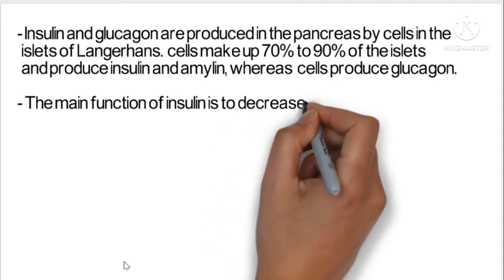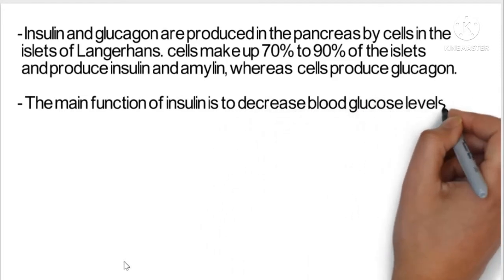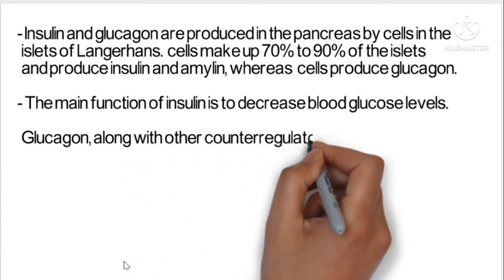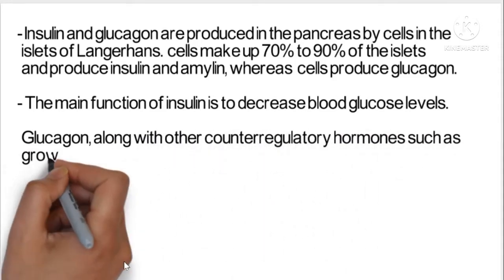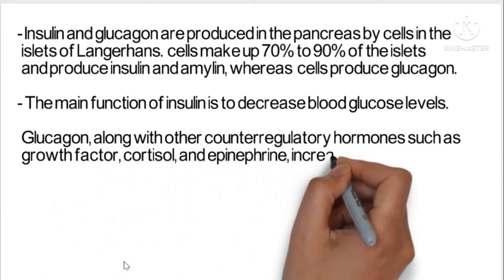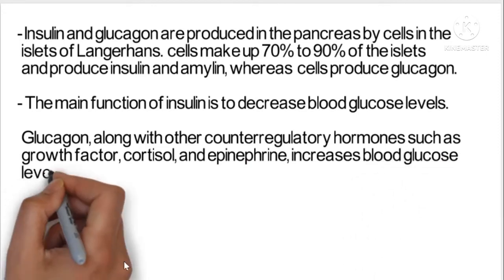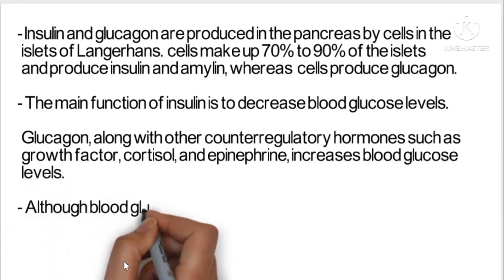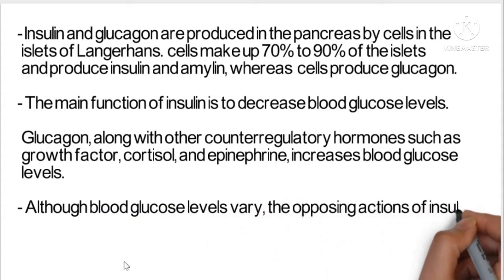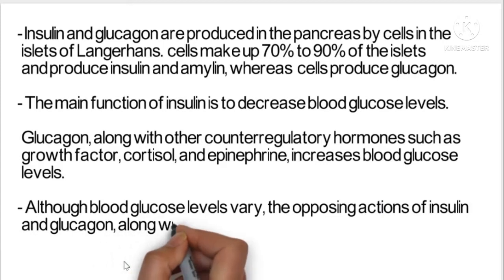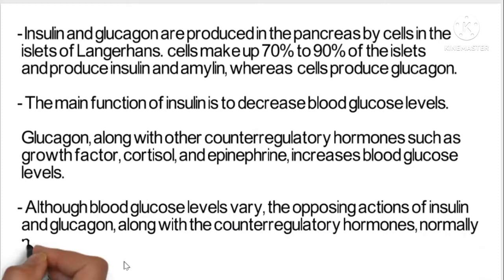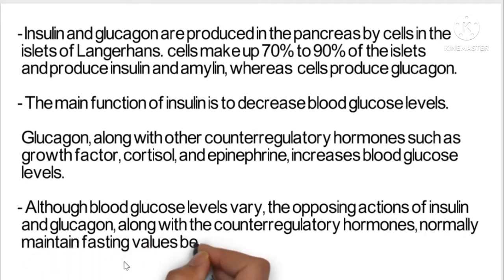As you all know, the normal insulin function is to reduce blood glucose levels. Glucagon has a counter action as compared to the insulin, along with counter-regulatory hormones such as cortisol and epinephrine. Glucagon increases the blood glucose levels. In different conditions, blood glucose levels vary. The counter-regulatory effects of glucagon and insulin and some counter-regulatory hormones maintain the fasting blood glucose value between 79 to 99 mg per deciliter.